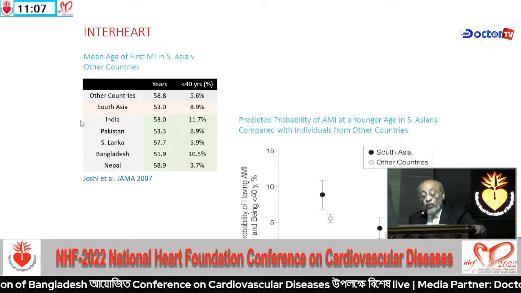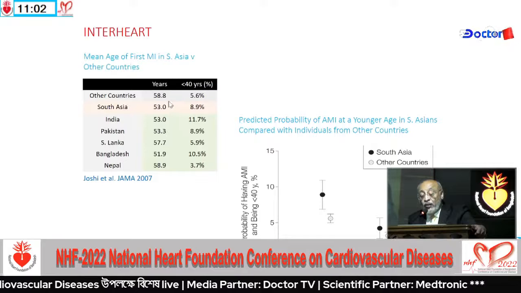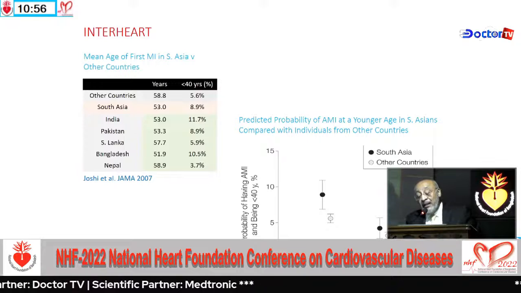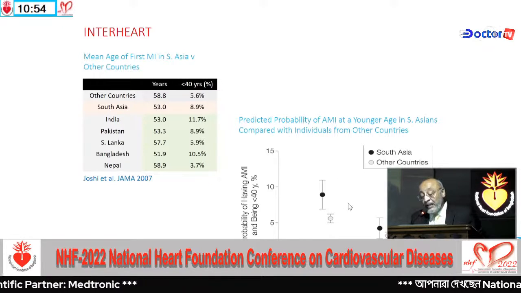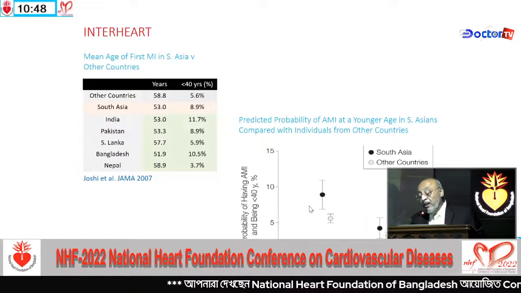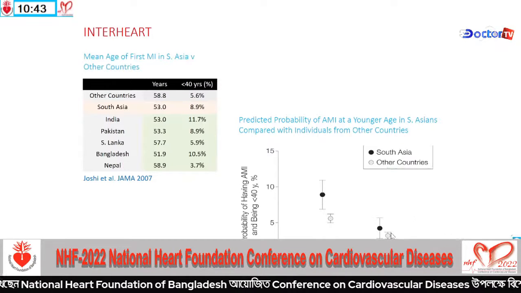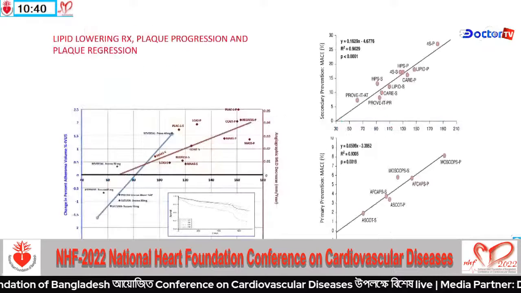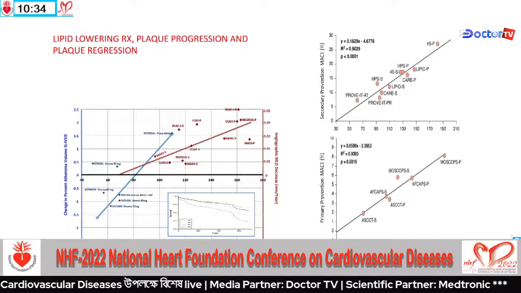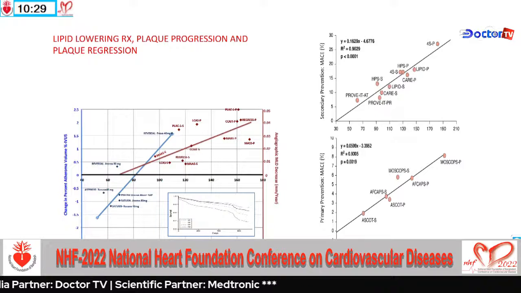And specifically, when we look at India and Bangladesh, the first episode of acute coronary event occurs at an age which is at least 5 years younger than in the other countries of the world. But then, in a subsequent analysis of INTERHEART, it was demonstrated that if we normalize for the risk factors, we would see that the risk factors explain the disease equally well in all the parts of the countries or the continents. Now, not only that, there is an increase in the likelihood of having a disease with increasing hypercholesterolemia.